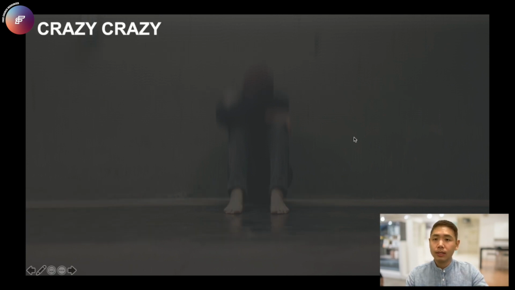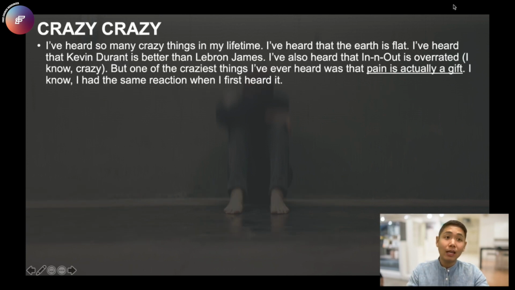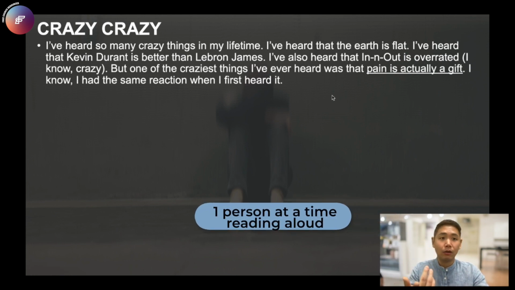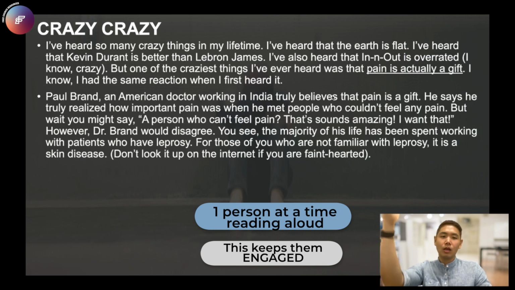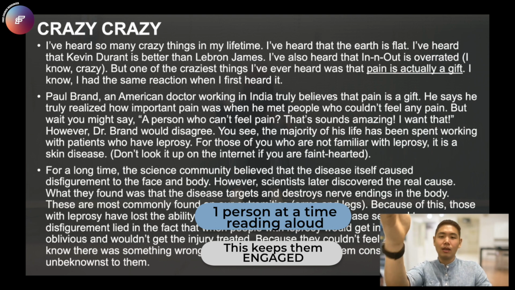Afterwards, this is where we actually read the substance together. I try to have every single person in the group read it out. Again, I want to keep them engaged. So I go, person A, please read this. Once they read it, I go to number 2, you read it. And number 3, you read it.